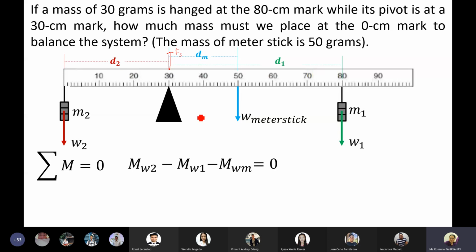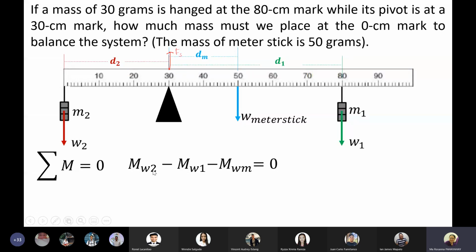Now, our force Fs is not included because it is applied on the pivot. Remember from our previous discussion, if a force is applied on a pivot, it will not make our system turn in any way. That's why we don't include it in solving for the summation of moment. Here, the moment due to weight 2 is counterclockwise, so it is positive. Weight 1 is clockwise, so it is negative. And the weight of the meter stick is clockwise, so it is negative.